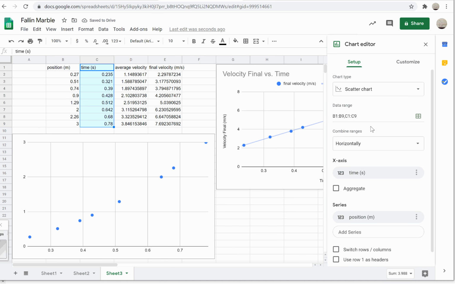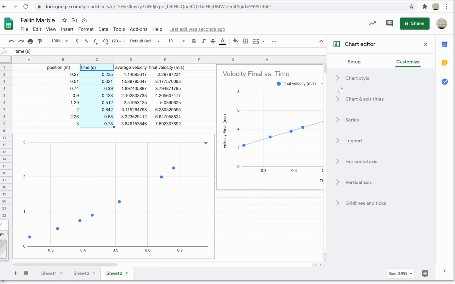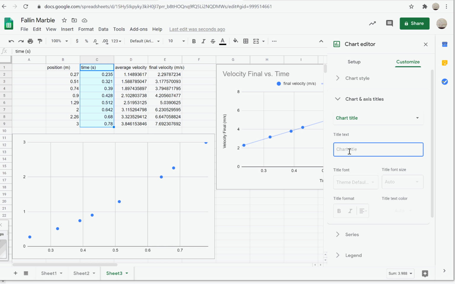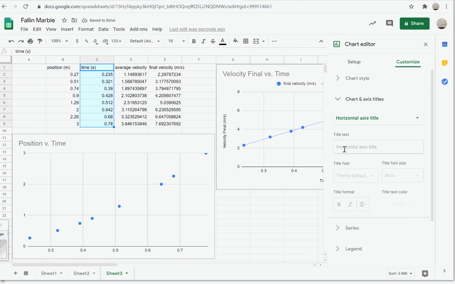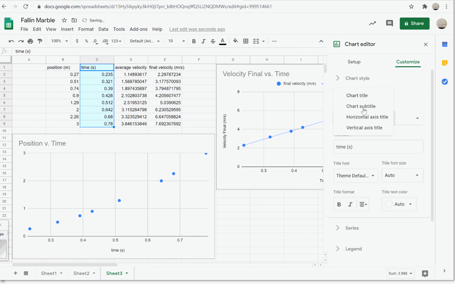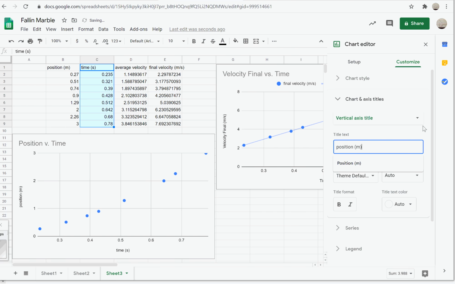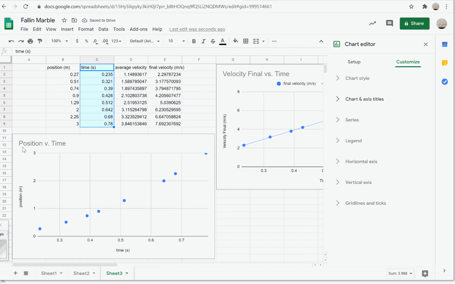As you start looking at this graph, some things should stand out. For the title of the chart, this is position versus time. And then we need to do our axes as well. Our horizontal axis is time in seconds. Our vertical axis, our y-axis, is position in meters. Notice how I always put my units in there. But still, this graph looks not very straight.